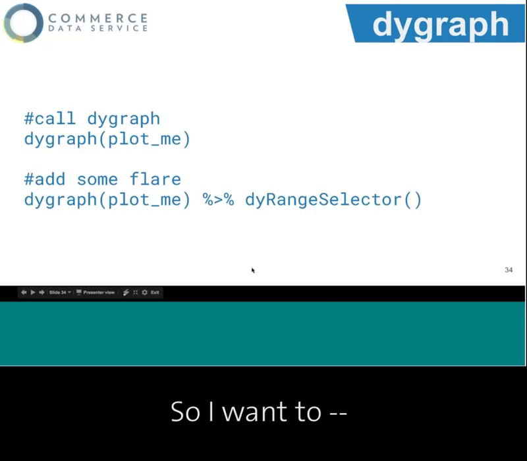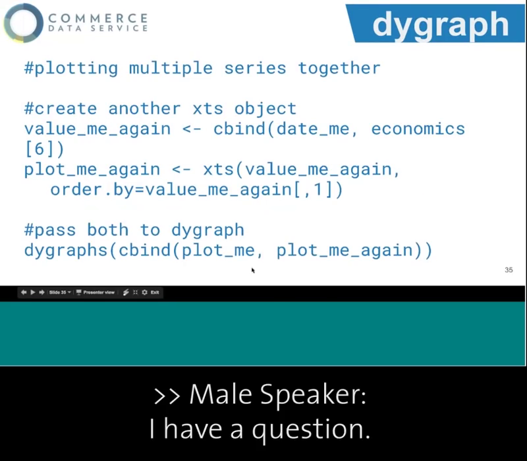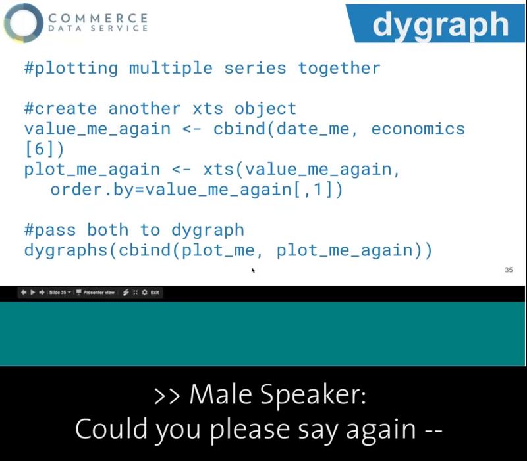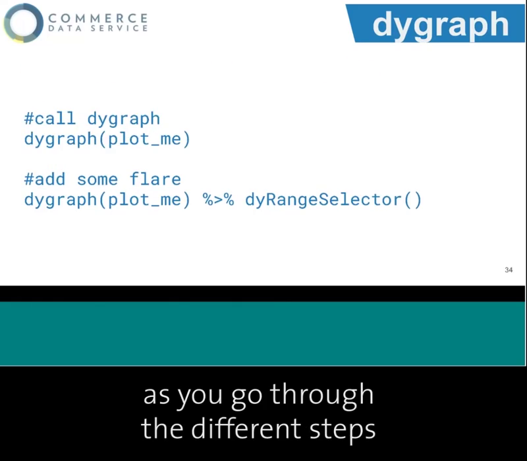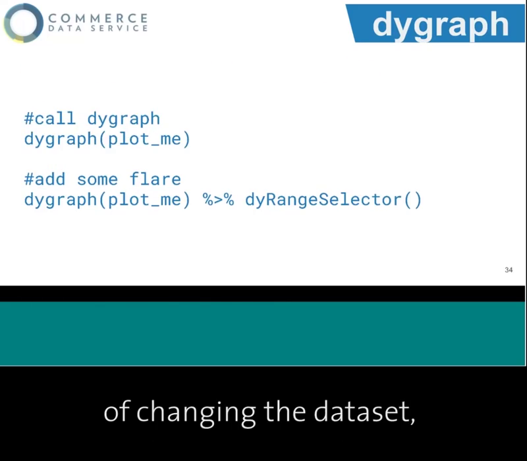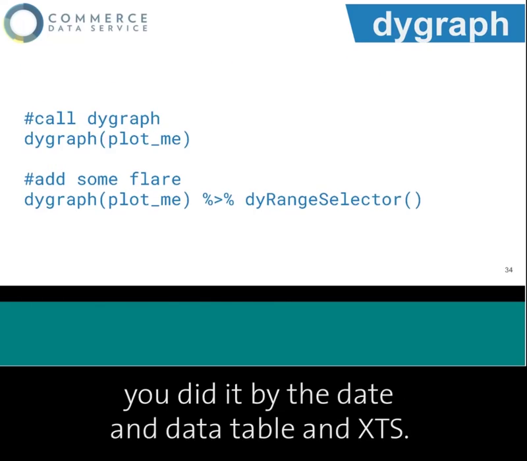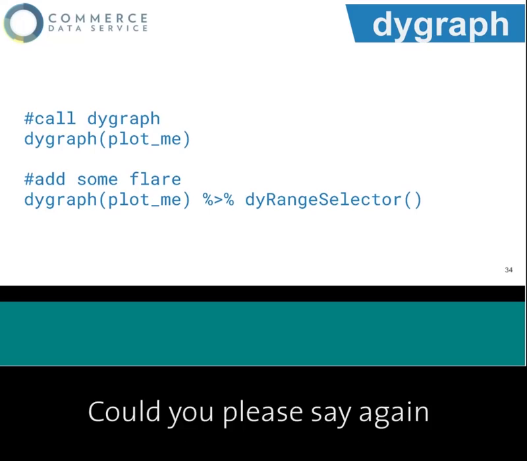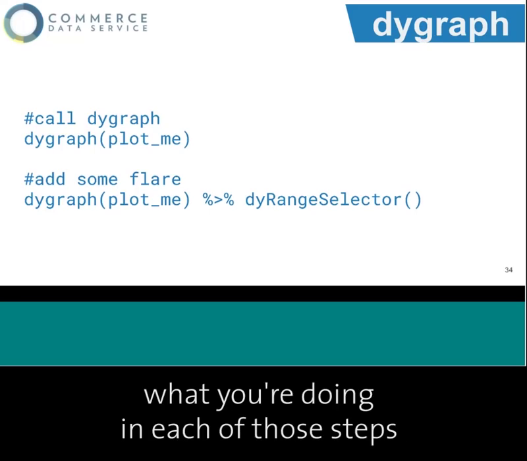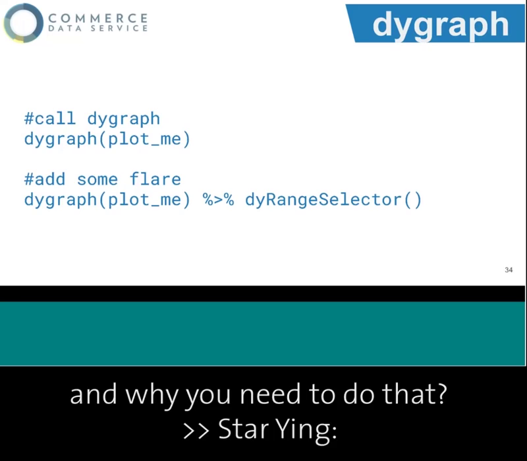So I have a question. Yeah. Could you please say again, as you go through the different steps of changing the data set, you did as date and data table and XTS. Could you please say again what you're doing in each of those steps and why you need to do that?